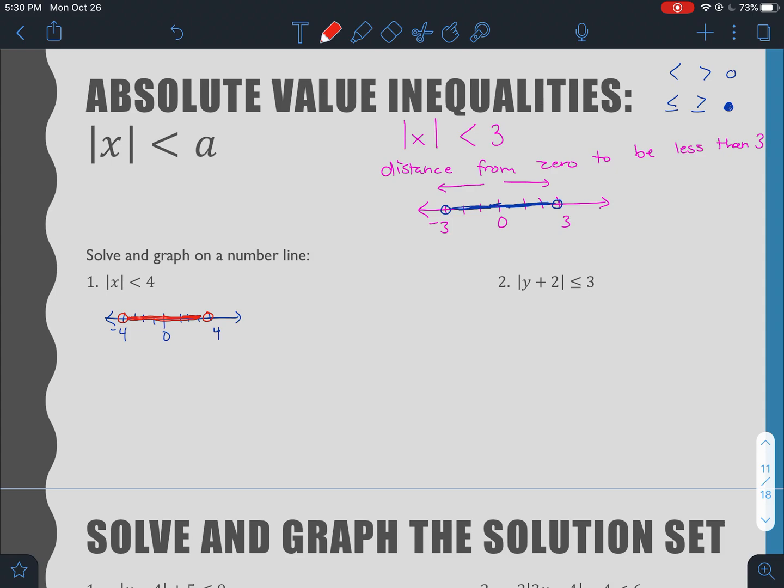What if you have an expression? So I want the quantity y plus 2 to be less than or equal to 3 away from 0. So to get started, I could be to here, and I could be to negative 3. So I want my y plus 2 to be somewhere in between negative 3 and positive 3. So to do that, you're going to write that you want that expression, y plus 2, to be in between negative 3 and positive 3.